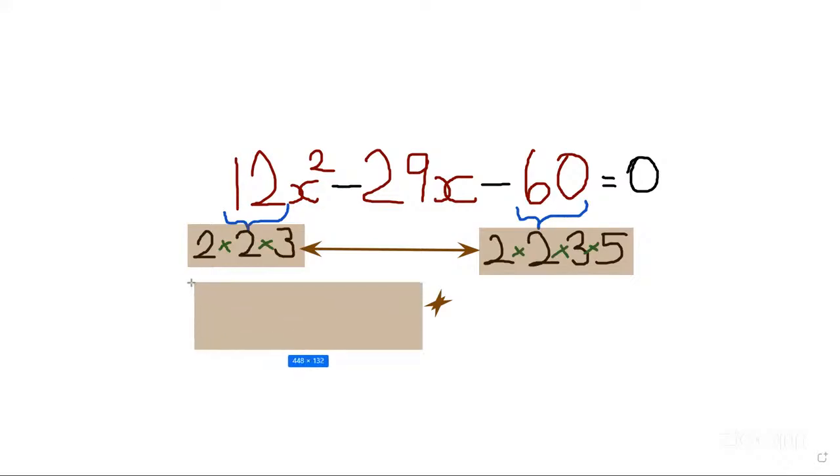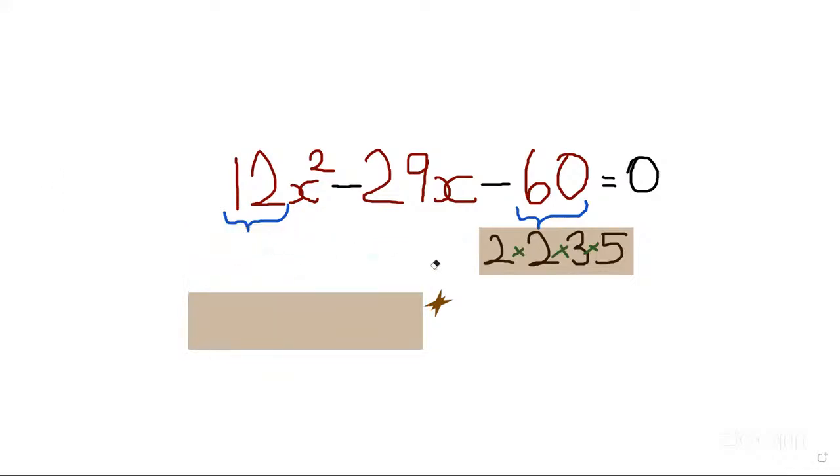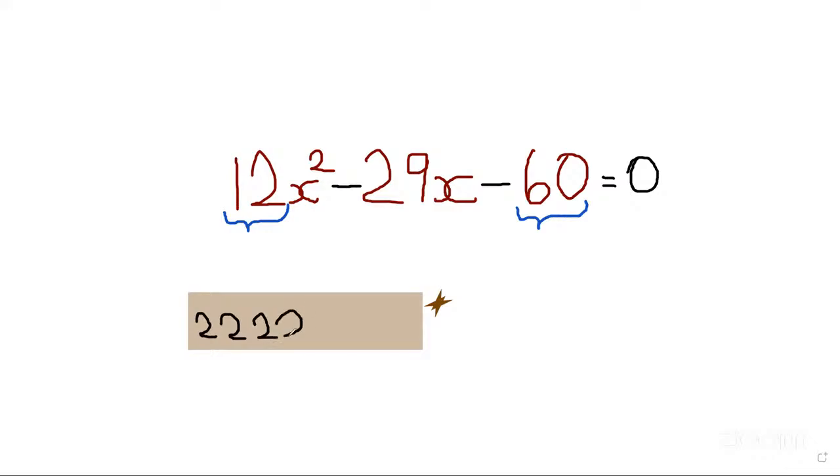So anyhow, let's get rid of that there, and we're going to put all of them in one happy family. We have a 2, 2, 3 and a 2, 2, 3, so that means we have four 2s, and we have two 3s. And then, of course, we have a 5.